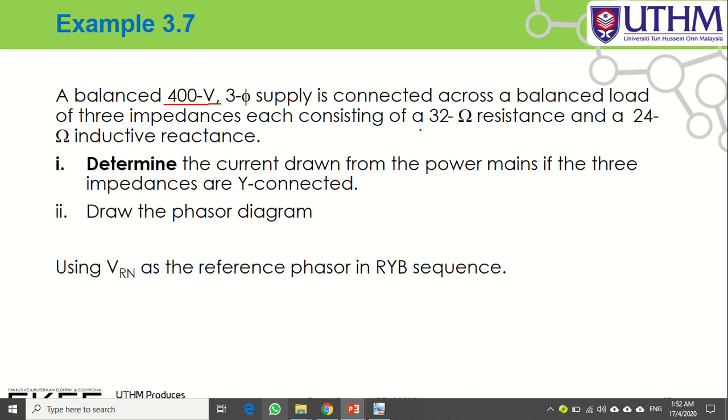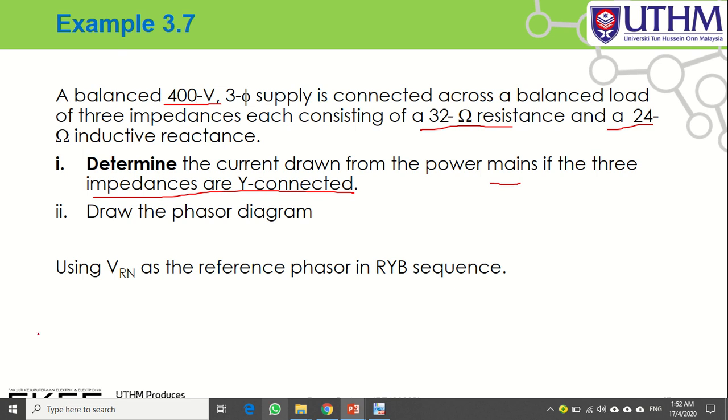Okay, this is your R load and this is your XL. So question number one: determine the current drawn from the power mains, or from the power supply, if the three phase impedances are Y connected. Your impedance is Y connected, so your supply is 400 volts, meaning line voltage. Please remember, line voltage.